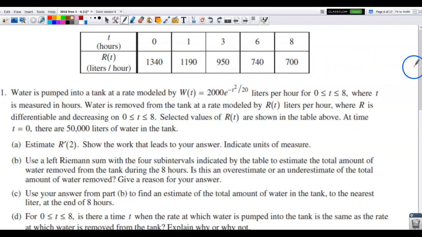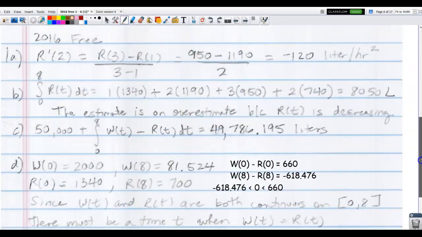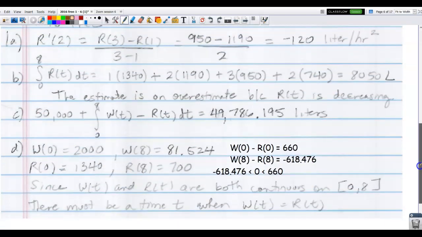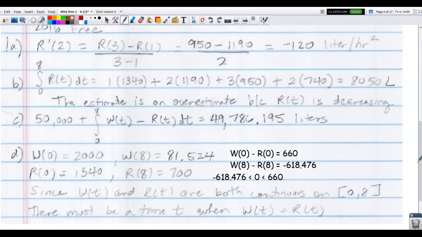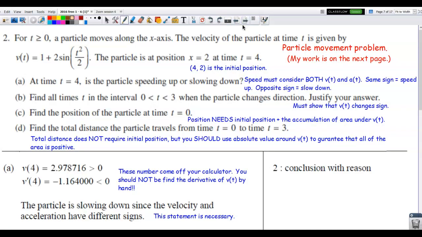And if you're in my class, you have access to looking at my handwritten work, just to show you how I would have written this up. This is really not that difficult of a question. Like I said, part D is probably the most thought-provoking part of the question. All right, let's go on to number 2.